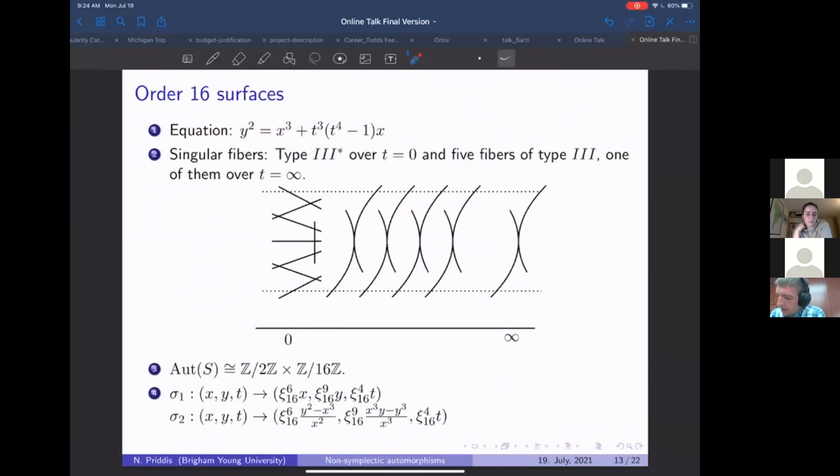The second one, again, you can read. Here's the equation. Again, more importantly, what are the singular fibers? It's got a 3-star over 0, so that's this one here. And then it's got 5 fibers of type 3. One of them lies over infinity, and the others you can think of as sitting at the 4th roots of unity. So anyway, this one, as I mentioned before, has automorphism group Z2 cross Z16. And so there are 2 purely non-symplectic automorphisms of order 16 on this surface, and I've listed them here.